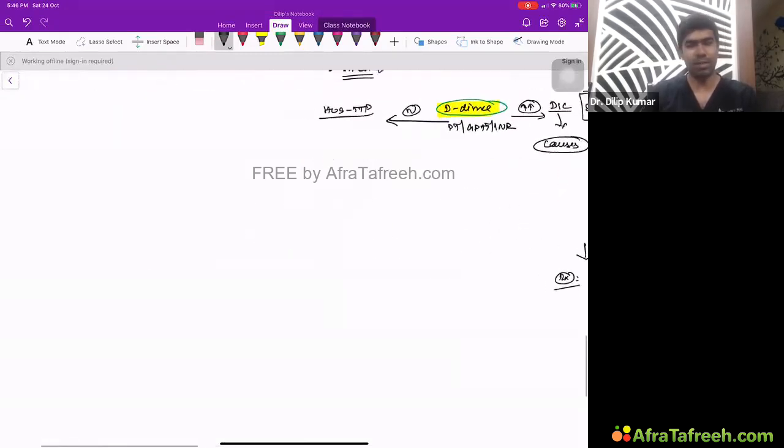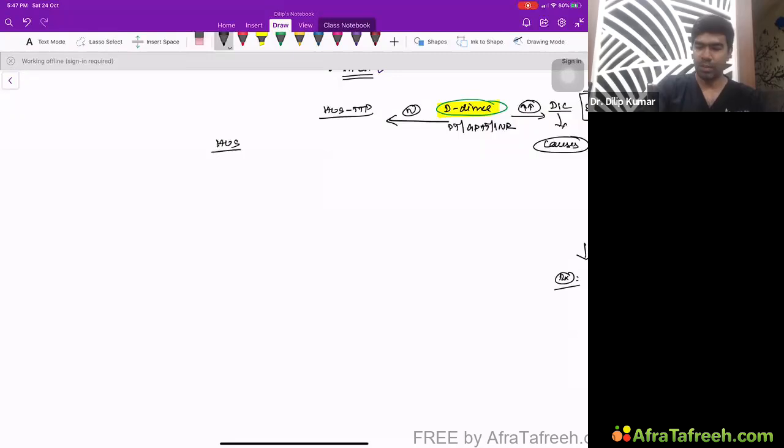As far as HUS and TTP are concerned, hemolytic uremic syndrome and thrombotic thrombocytopenic purpura, you can divide them into two predominant entities. One is HUS and the second is TTP, even though the majority of the time it is inseparable. You cannot really separate these two, but you try to. In HUS, the primary problem is endothelial injury, whereas in TTP, the primary problem is platelet trapping.